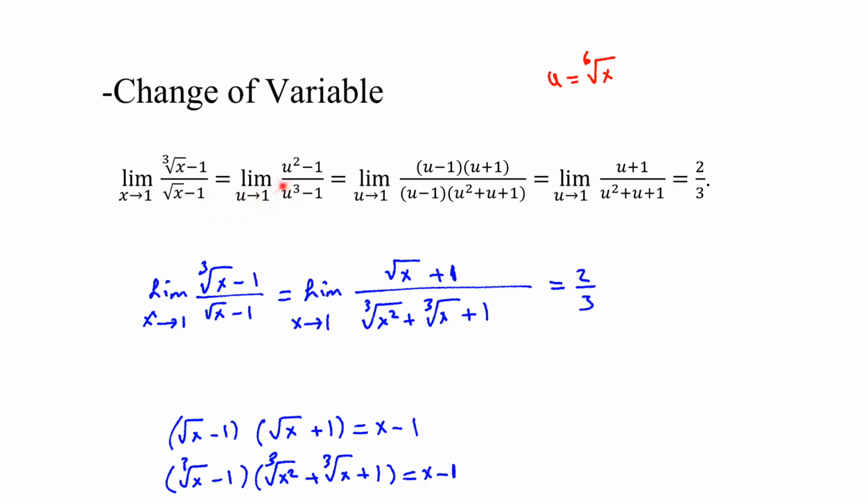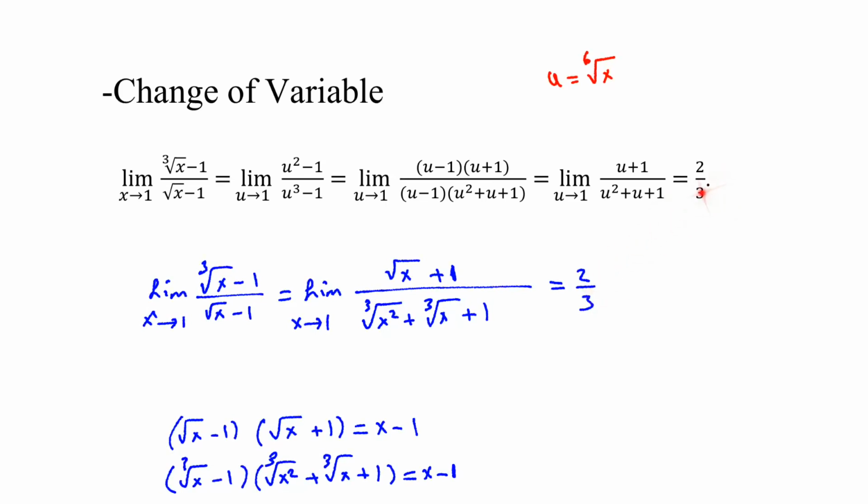Therefore, the limit can be written as u² minus 1. If u is the sixth root of x, the cube root of x would be u², divided by u³ minus 1 as u approaches 1. Again, notice that if the sixth root of x is u, the square root of x is u³. We factor both the numerator and the denominator. We cancel u minus 1, and we find the limit, which is 2 over 3.